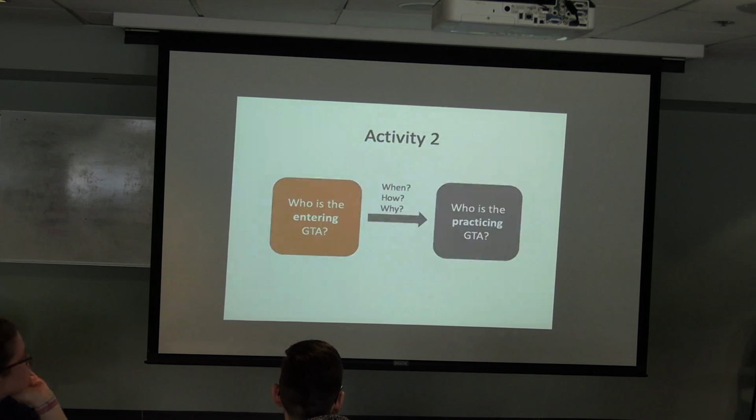And so what I would like you to do for 5 minutes, and you've already done this a little bit, think about who your entering TA is on the first day. It could be descriptors, they might be international, it could be something about age, percentages of male and female. So just identify who your entering GTAs are. Take 5 minutes and do so.